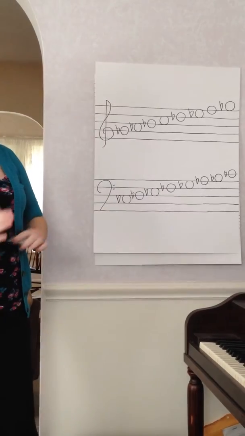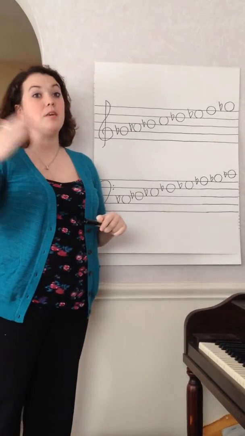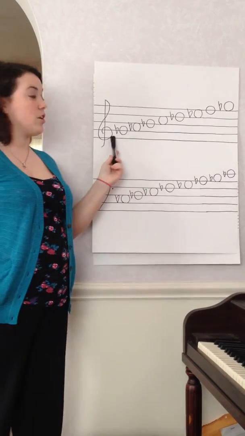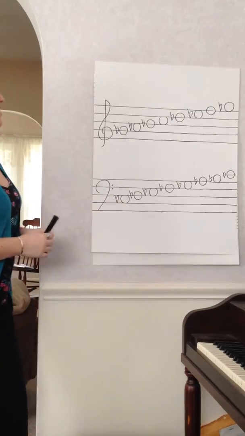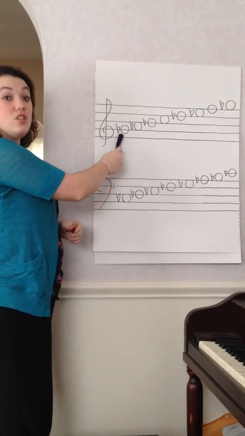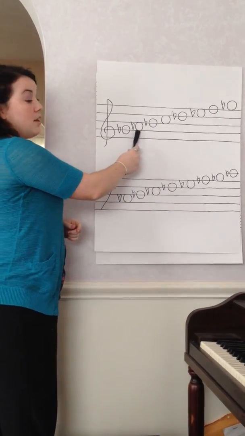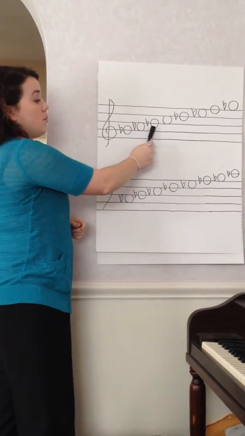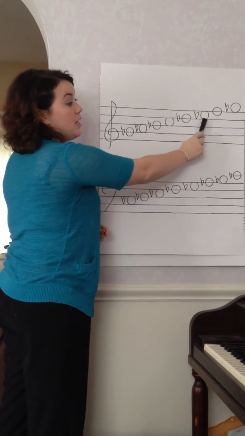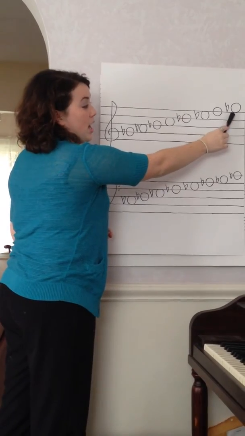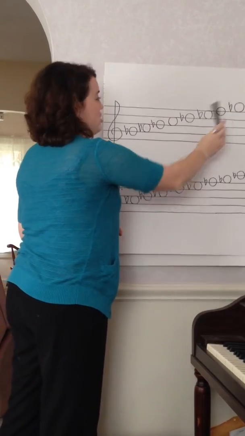And how many flats should be in this key if we keep adding flats to each of our keys? 5. 5, good. So we have G flat, A flat, B flat, D flat, E flat, and end on G flat.